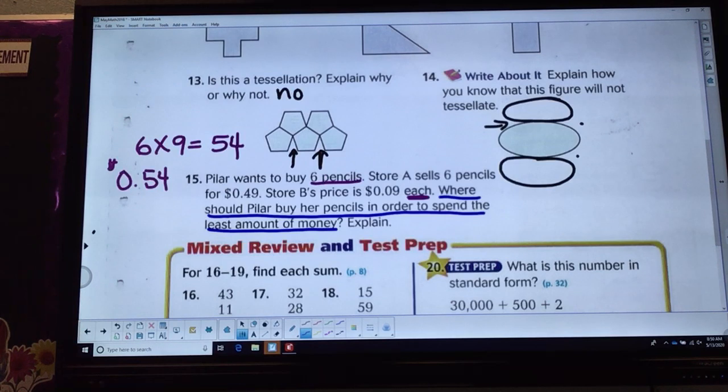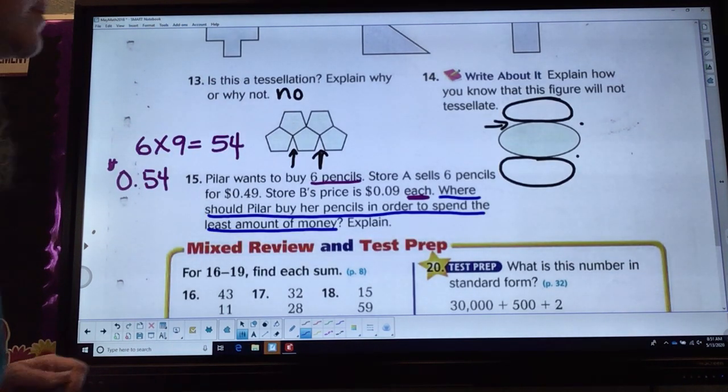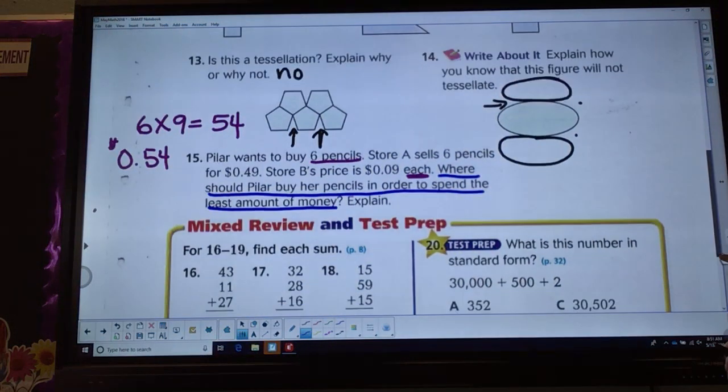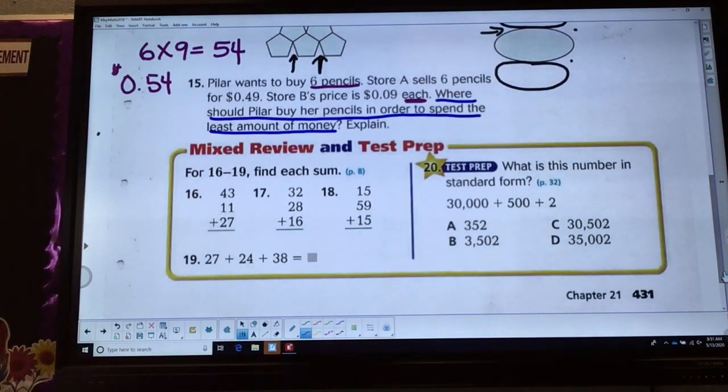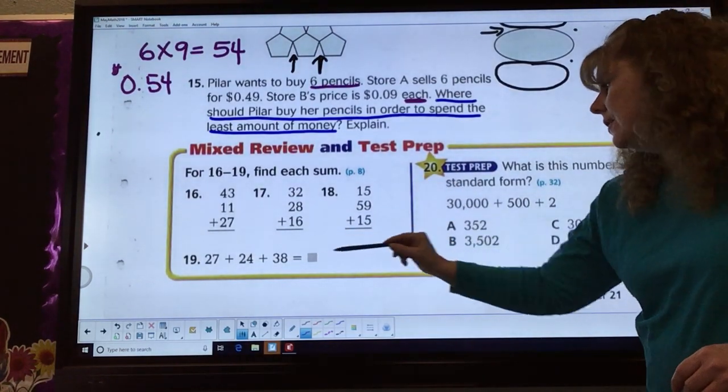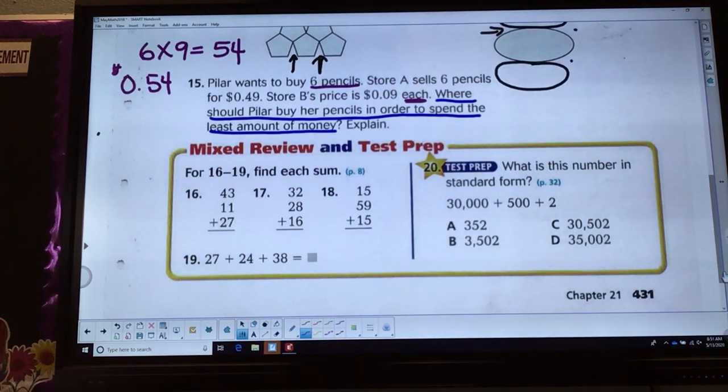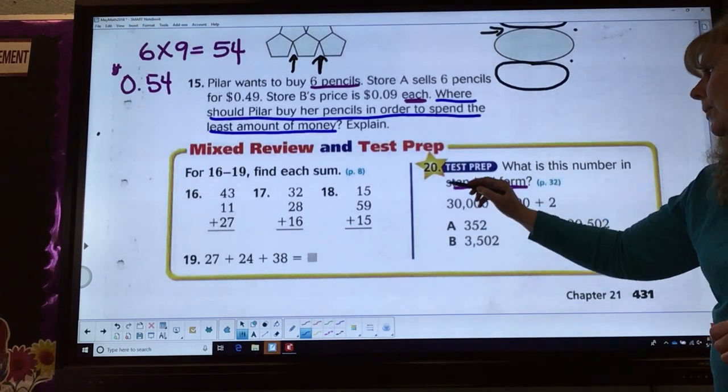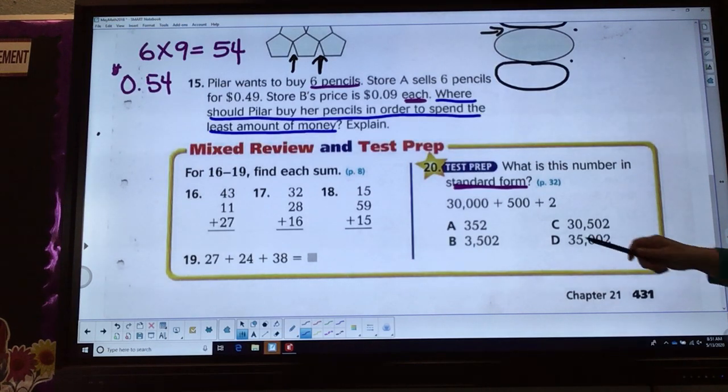Now, I would like for you to take the time to do numbers 16 through 19, just to refresh your memory and so that you can remember how we do some of these. It's always good to take a look at these. You're going to go ahead and do your addition here and here. And then this is just a little refresher on what a number is in standard form. Now, standard form just means a regular number. Okay, so you will select from your choices right there.